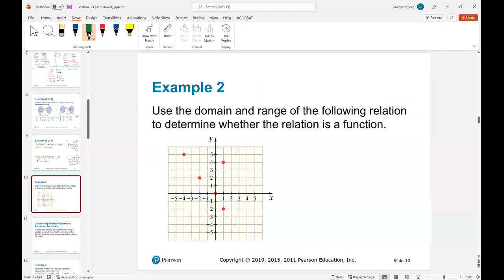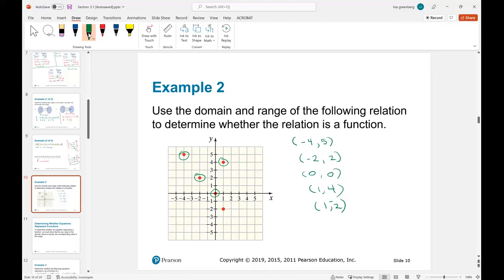So let's look at this example. It says use the domain and range of the following relation to determine whether the relation is a function. Well, first thing I have to do is write my ordered pairs, right? So my first ordered pair is -4, 5. That's the circle. Then I have -2, 2. Then I have 0, 0. I have 1, 4, and I have 1, -2.